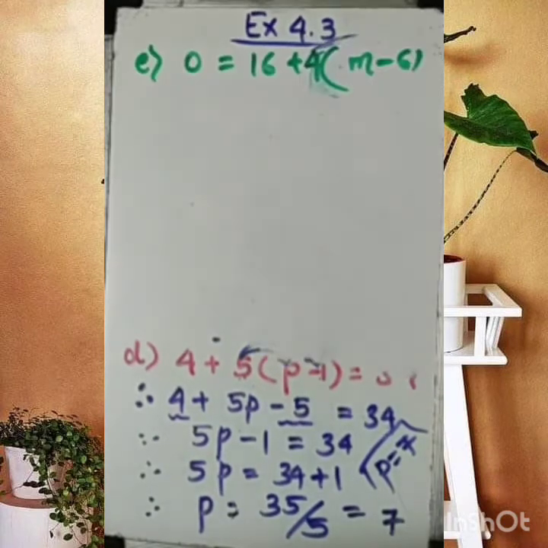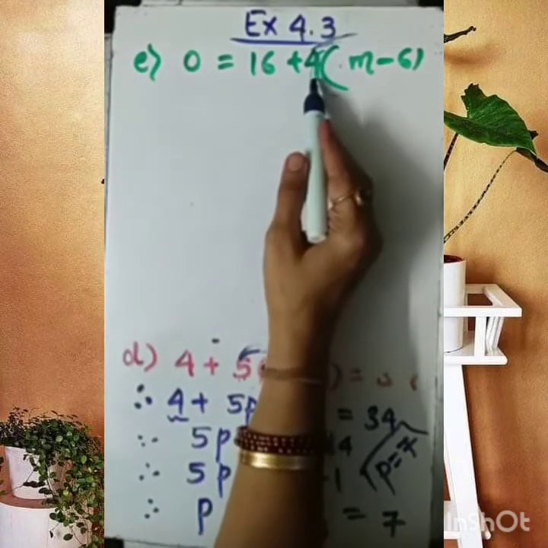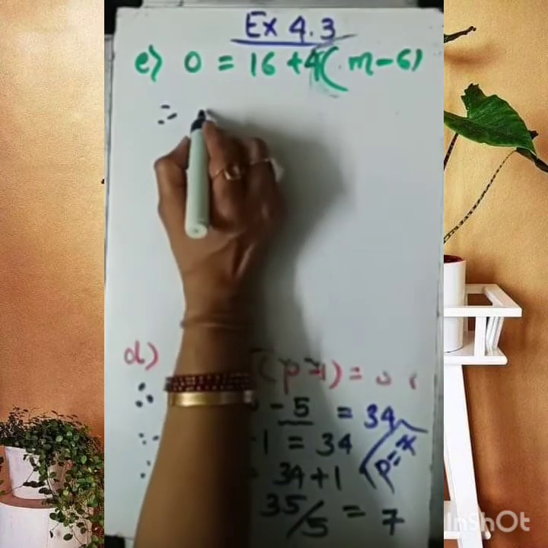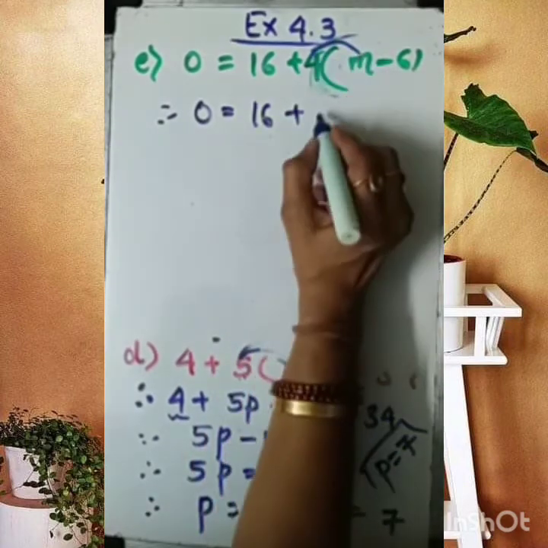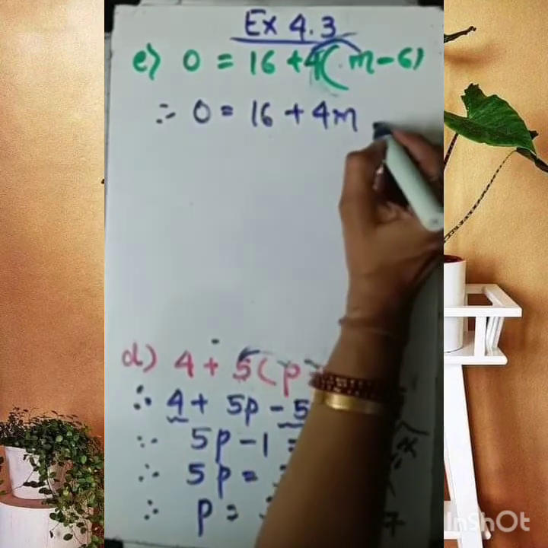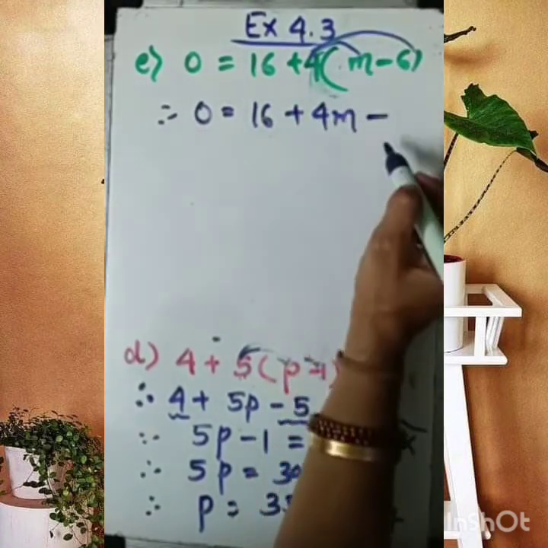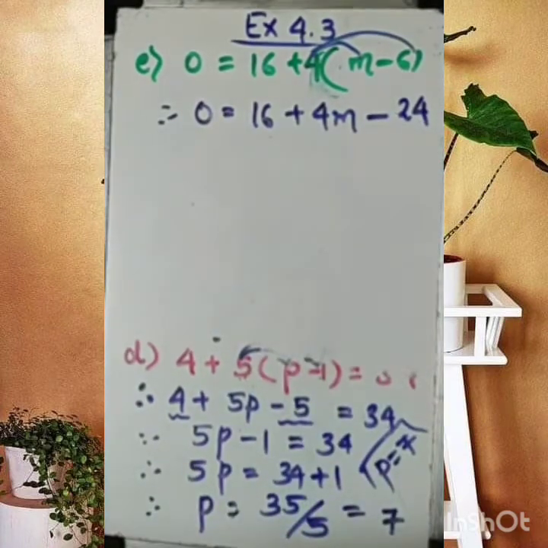Dear student, here we are given E, that is 0 equal to 16 plus 4 in bracket M minus 6. So, what I need to do? I need to write 16 as it is. Now 4 into M, that is 4M, minus 4 into 6. 4 sixes are 24. Got it? So, this side it is coming 0 equal to 16 plus 4M minus 24.